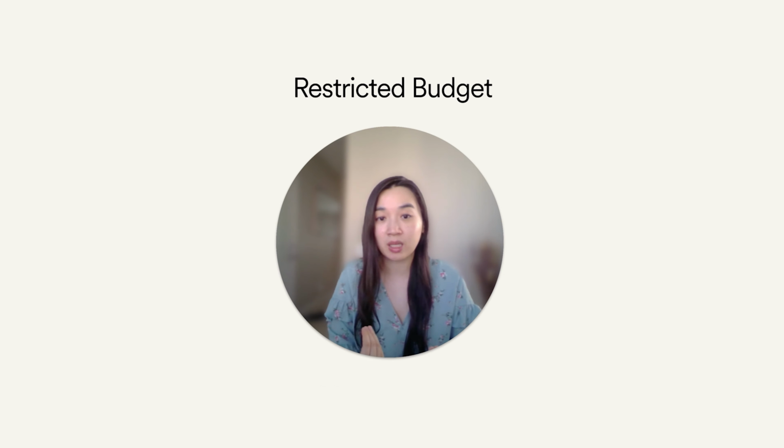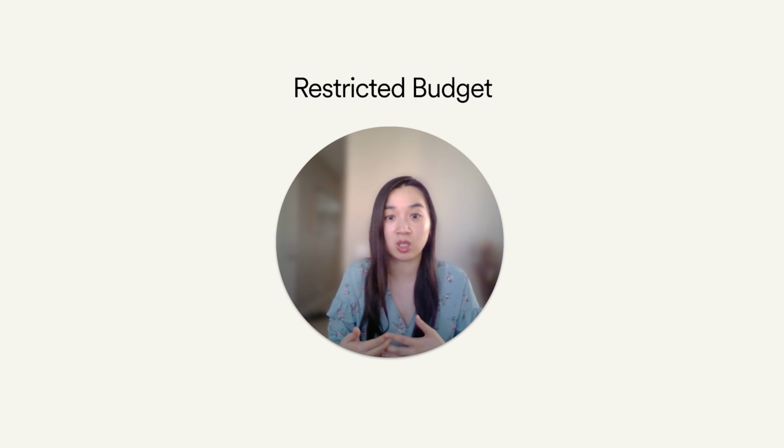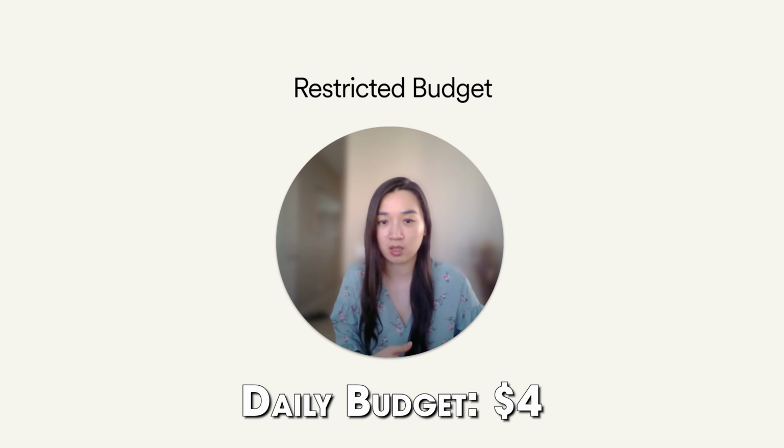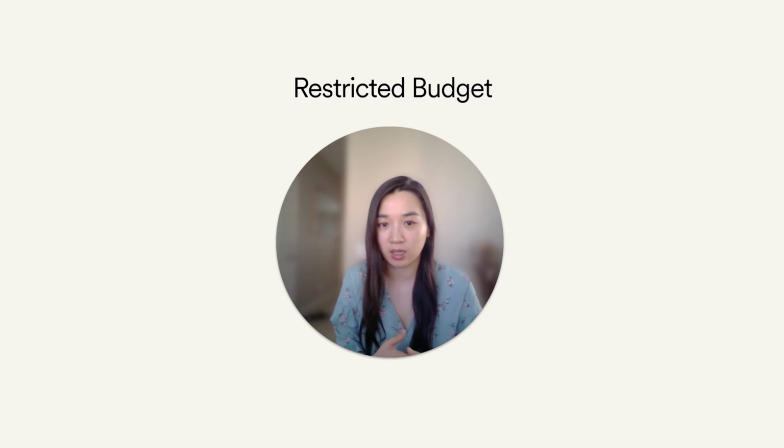Now, if your bid is significantly higher than your daily budget, there's really no way that you're going to get anywhere within Google Ads. So let's say your bid is $5, but your daily budget is $4. You're not going to get anywhere. It's going to be really challenging to see any type of results.